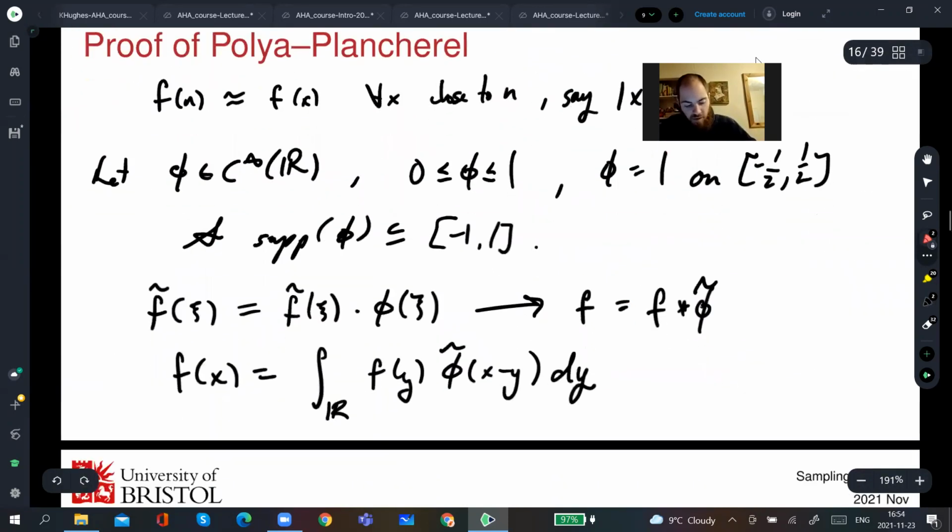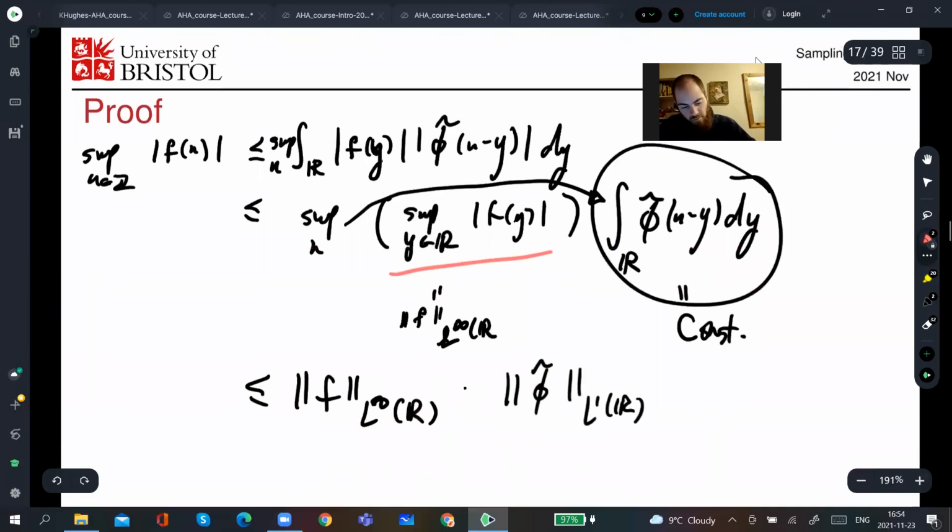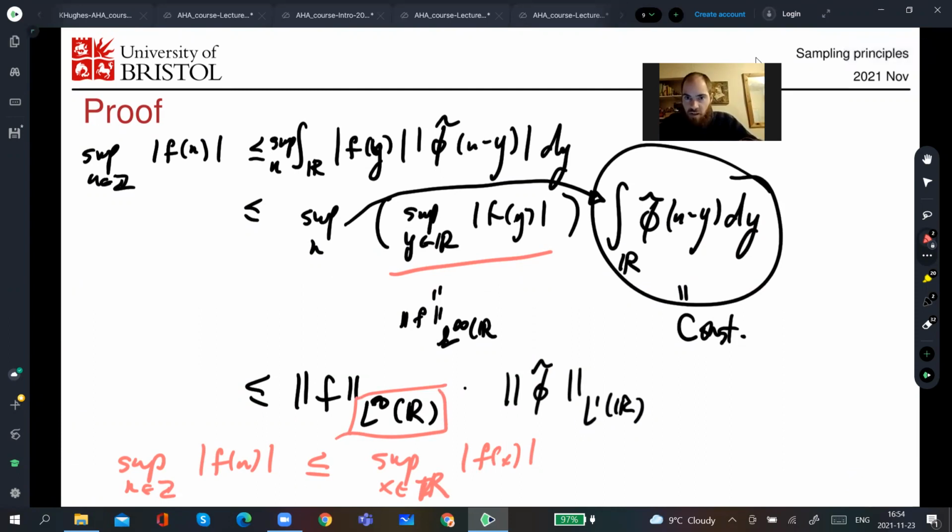And you might ask yourself, well, why didn't I just do the following? Why didn't I just say that the supremum over n in Z of f of n is at most the supremum over a bigger set, the sup over x in R of f of x? And that's because this big L infinity norm on R is actually an essential supremum. So it's only defined up to sets of measure 0 again. And this argument allows me to circumvent that technical obstruction, right?